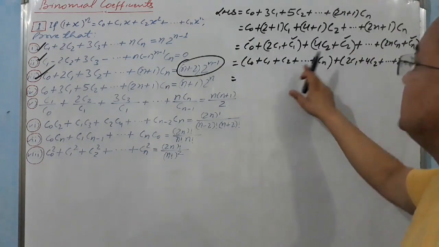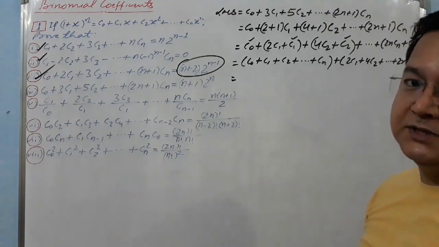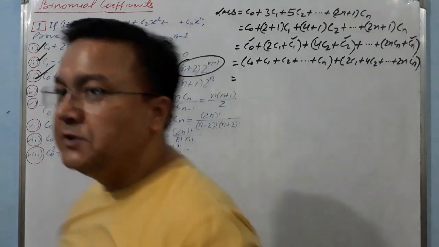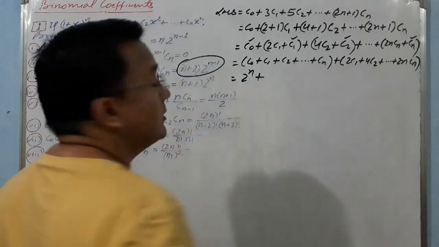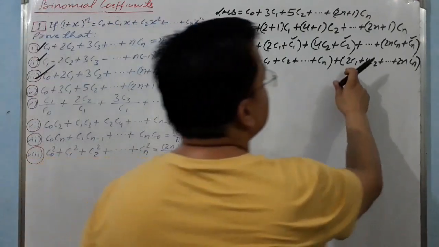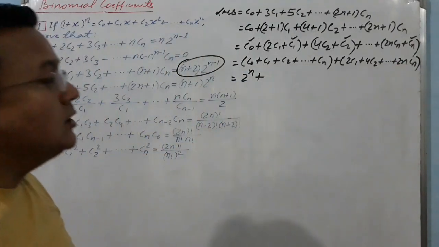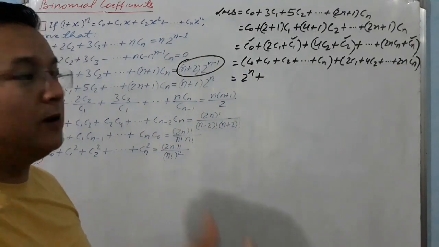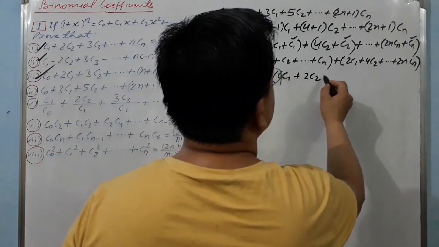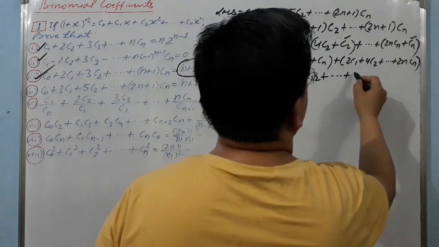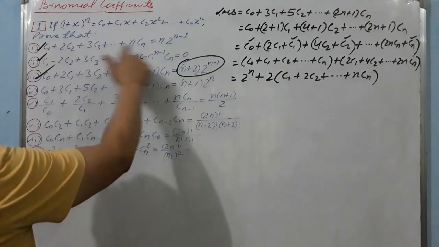Here, as I told you just now, C0 plus C1 plus C2 plus dot dot plus Cn is the sum of the binomial coefficients, and the sum of the binomial coefficients is equal to 2 raised to power n, so here I can write down 2 raised to power n. Here see 2 and 4 are multiples of 2, and 2n is also a multiple of 2. So we take 2 common from each term, and here you are going to get C1 plus 2C2 plus dot dot plus nCn. This one is exactly the first question.